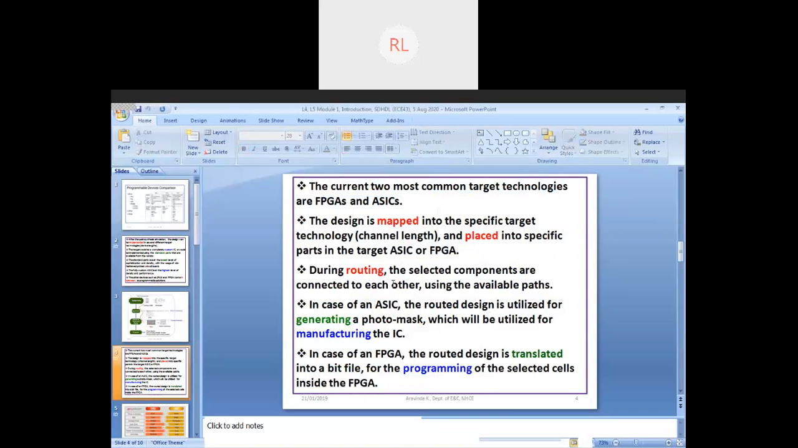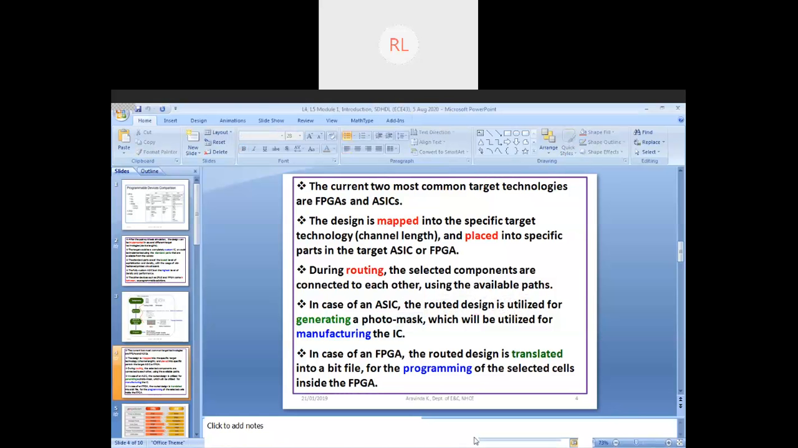Now here, during routing, the selected components are connected to each other using available paths. So routing is nothing but connecting two particular modules or two particular circuits. In case of an ASIC, the router design is utilized for generating a photo mask, which is what I was talking about, which will be utilized for manufacturing the ICs. Once the mask is ready, you give it to your fab centers or fabrication centers, and they will enable it using your GDS2 file.